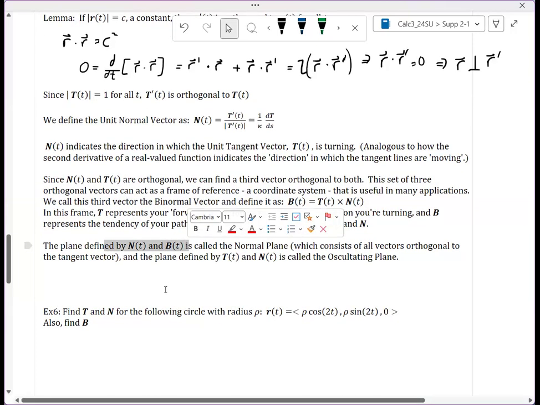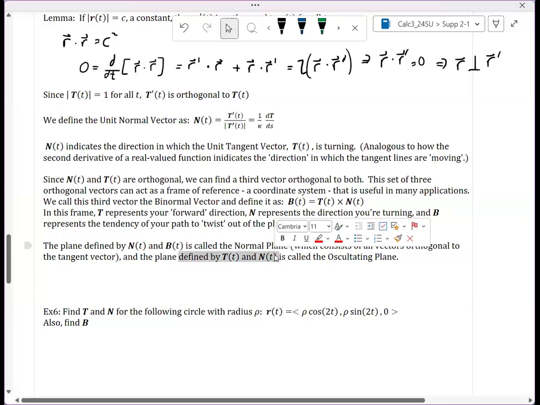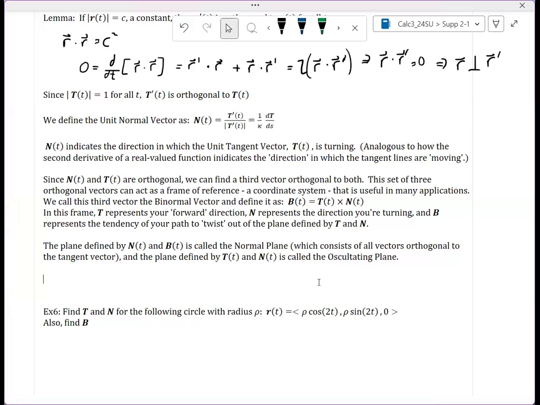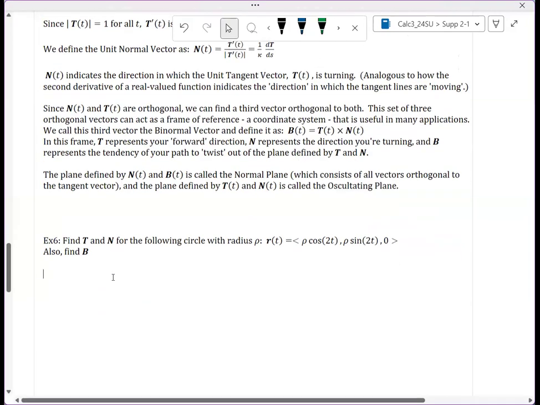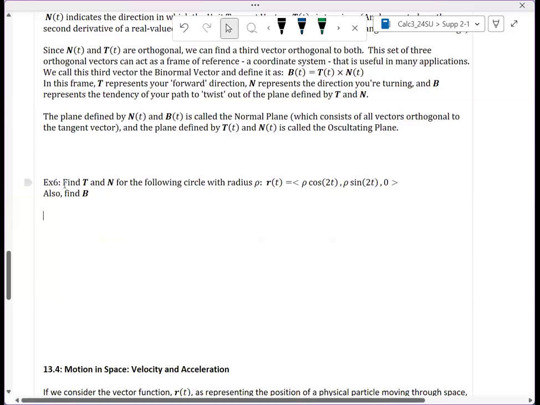The plane defined by the normal and binormal vectors is called the normal plane. It's the set of all vectors orthogonal to the tangent vector. And the plane defined by T and N is called the osculating plane. And we'll see that it actually has an important role to play a little bit later on in section 13.4. Okay, so let's look at example 6.